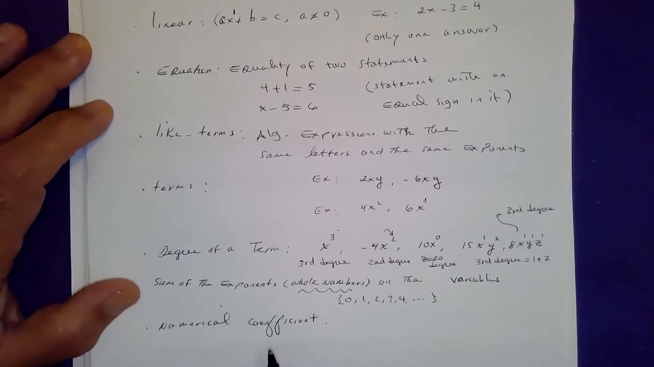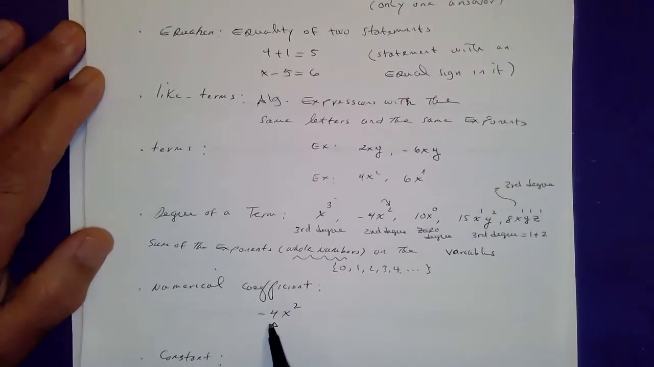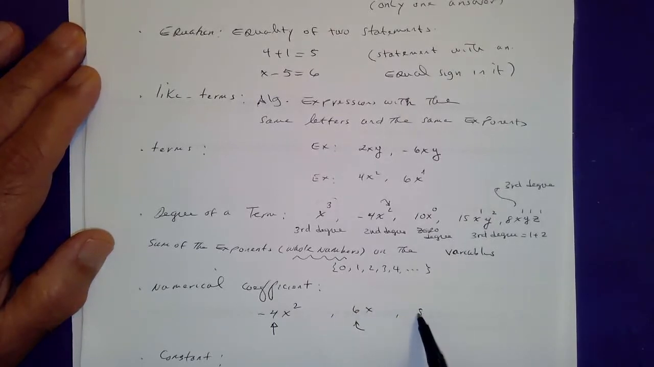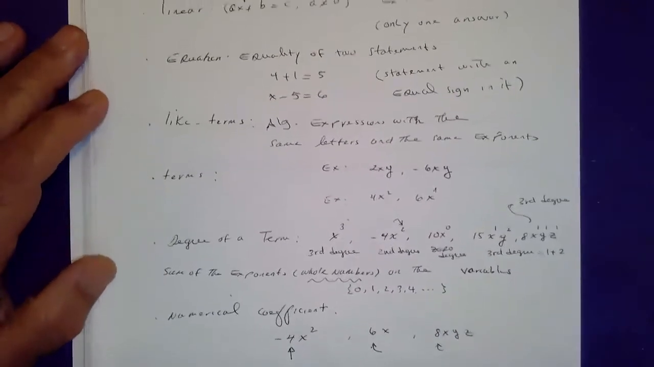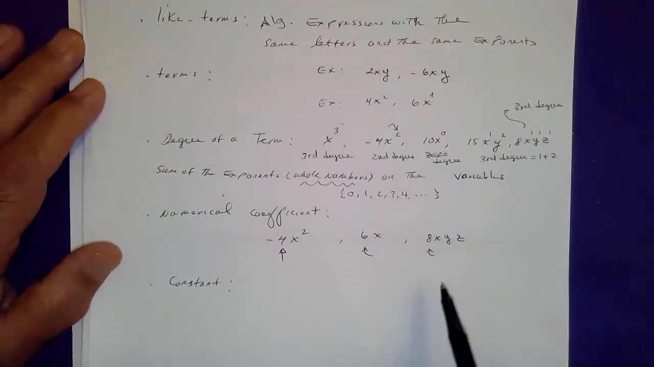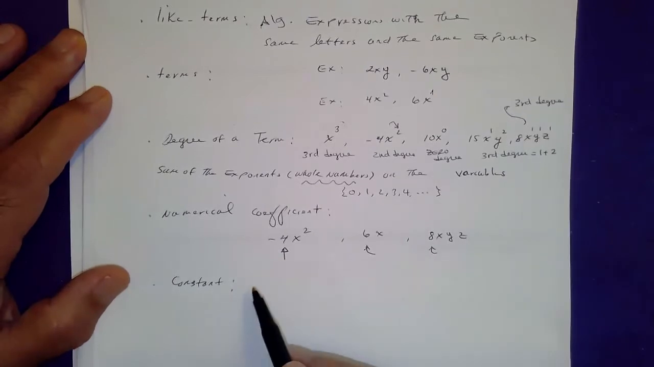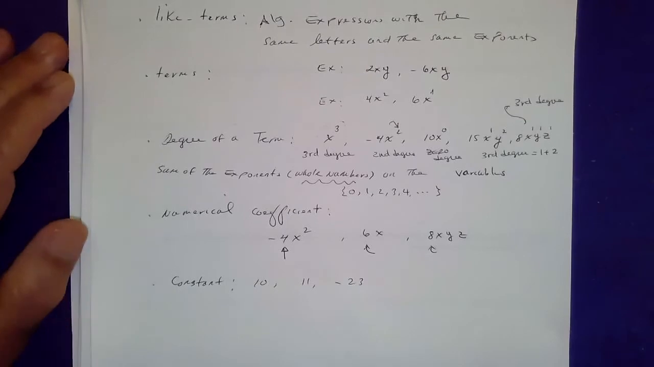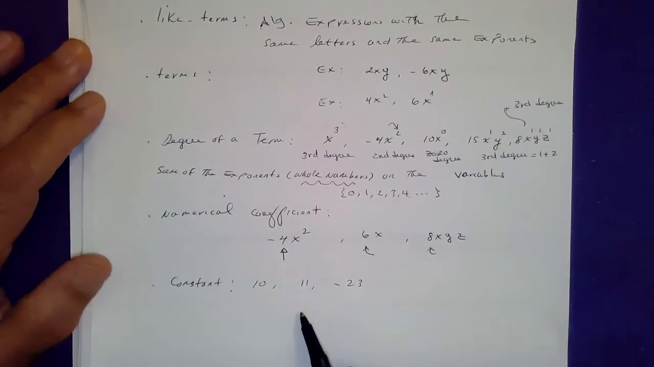Okay, numerical coefficients. A numerical coefficient is the number attached to the variable. Like in this case it is -4. In this case it is, let's say, 6. In this case it is, let's say, 8. So those are numerical coefficients. Coefficients are the constants or numbers attached to the variables. Constants are numbers with no x's. So these are constants, no variables attached to these numbers.